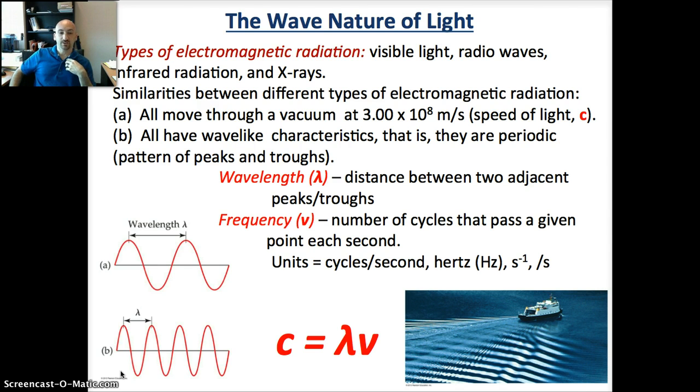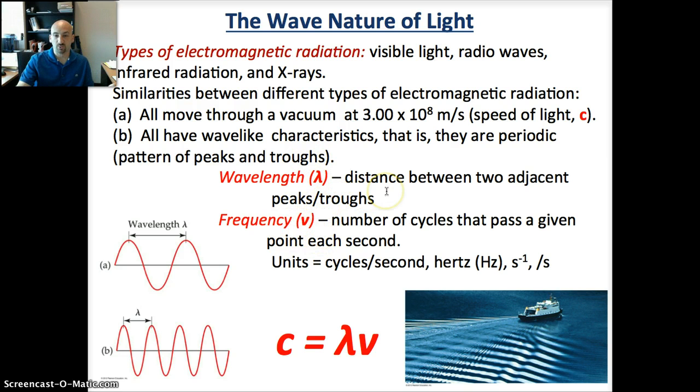Now, let's take a look at how light behaves as a wave, and then in the next few slides we'll talk about how light behaves as a particle. A light wave is similar to sound waves, or any other type of wave. They have both a wavelength and a frequency. The velocity of a wave is equal to its frequency times its wavelength. We abbreviate wavelength with lambda and frequency with the Greek letter nu.